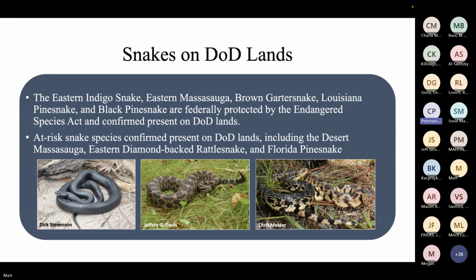So DoD lands support a few Endangered Species Act listed and at-risk species. We have the Eastern indigo snake, Eastern Massasauga, brown garter snake, and Louisiana pine snake, and the black pine snake, which are all confirmed present on DoD lands and are protected by the Endangered Species Act. And then also at-risk species include the desert Massasauga, the eastern diamondback rattlesnake, and the Florida pine snake. And both the eastern diamondback rattlesnake and the Florida pine snake are considered Department of Defense mission sensitive species.